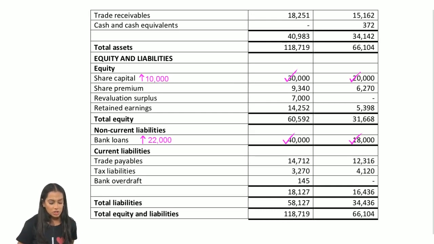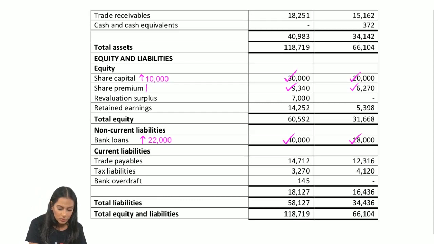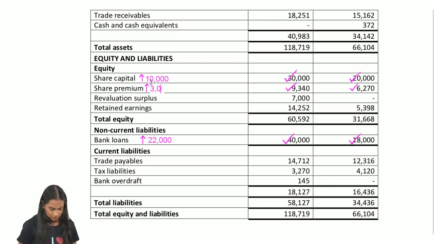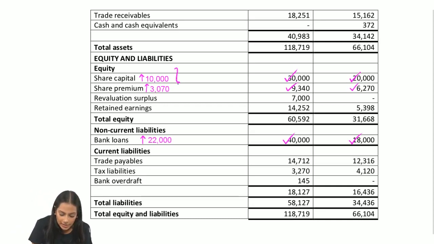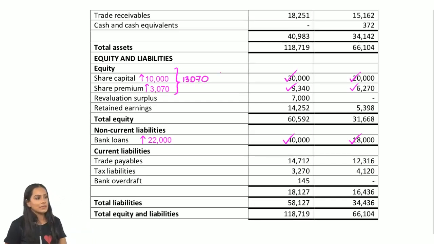Now let's do the same for share premium. Your opening share premium is 6270. Your closing share premium is 9340. The difference between the two has given me a positive increase. An increase of 3070. So share capital and share premium have both gone up. So the total increase of 13,070 is going to be considered as a cash inflow from issuing shares.